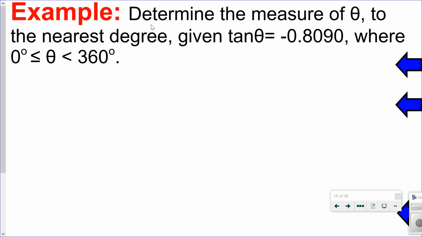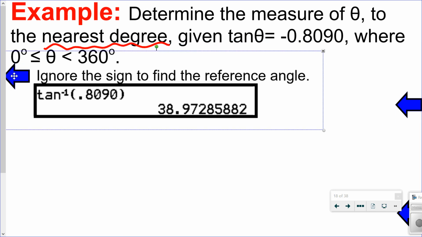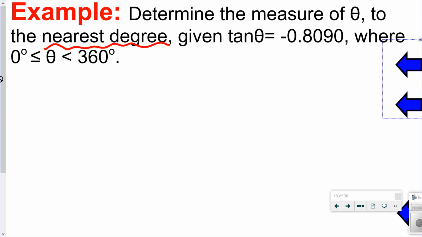Okay, here we go. Determine the measure of angle theta to the nearest degree. See, it's telling you "nearest," that tells you I'm not using special triangles. Given that tan theta is negative 0.8090. Okay, so first thing first, I want to find where this angle is, and then I want to find the reference angle. So let's find the reference angle first.